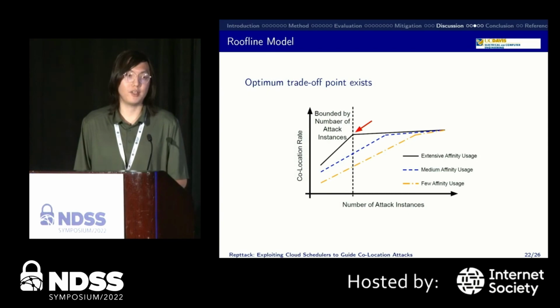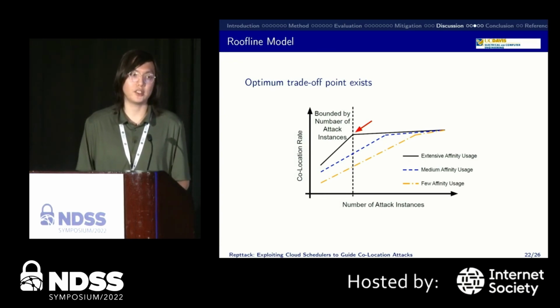Also, we found a very interesting refined model, or diminishing return trend, in the multi-instance attacks. We can see that there is an optimal point for attackers. Before reaching this point, increasing the collocation rate is bounded by the number of attack instances. But if we increase the number of attack instances beyond this point, the gain in collocation rate won't be very high. And the position of this point is determined by the user affinity usage situation.